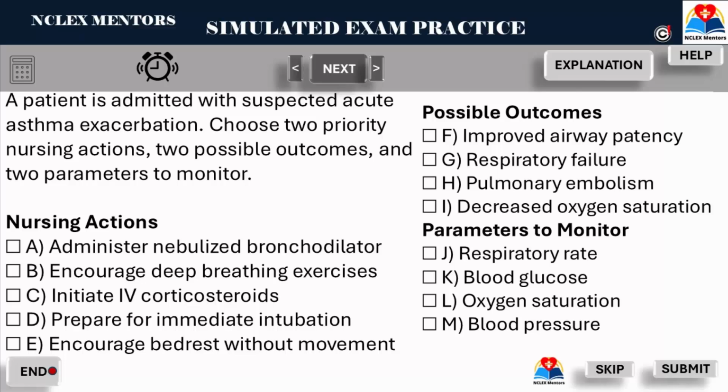Example question 4. A patient is admitted with suspected acute asthma exacerbation. Choose 2 priority nursing actions, 2 possible outcomes, and 2 parameters to monitor. Options. Nursing actions. A. Administer nebulized bronchodilator. B. Encourage deep breathing exercises. C. Initiate IV corticosteroids. D. Prepare for immediate intubation. E. Encourage bed rest without movement. Possible outcomes. F. Improved airway patency. G. Respiratory failure. H. Pulmonary embolism. I. Decreased oxygen saturation. Parameters to monitor. J. Respiratory rate. K. Blood glucose. L. Oxygen saturation. M. Blood pressure.